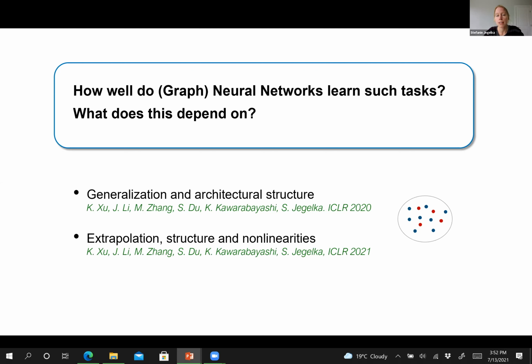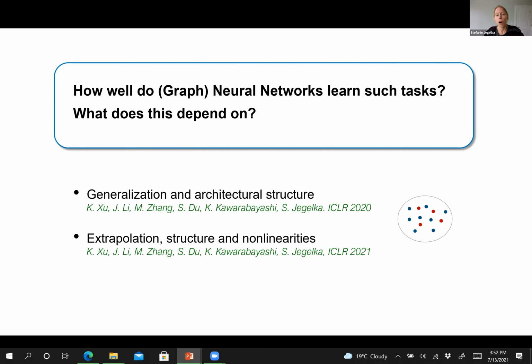The first one will be generalization in the usual sense of generalization in machine learning, meaning I'm given instances drawn from a training distribution, and I'll be looking at test instances from the same distribution as the training distribution. So basically, it's just different samples from the same distribution. In particular, I'm interested in looking at the influence of different architectural structures of the neural network.